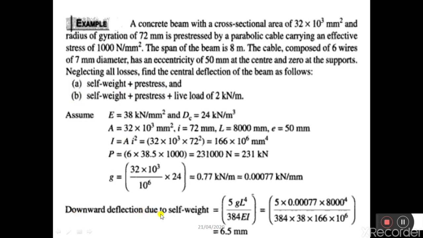So deflection due to self weight is equal to 5 g L to the power 4 by 384 EI. Remember, the self weight of a beam or a member is always a UDL. So for a UDL, to calculate the deflection, this is the equation. Substitute the values of g, L, E and I, and we get 6.5 millimeter. The positive sign indicates that the deflection is in downward direction.